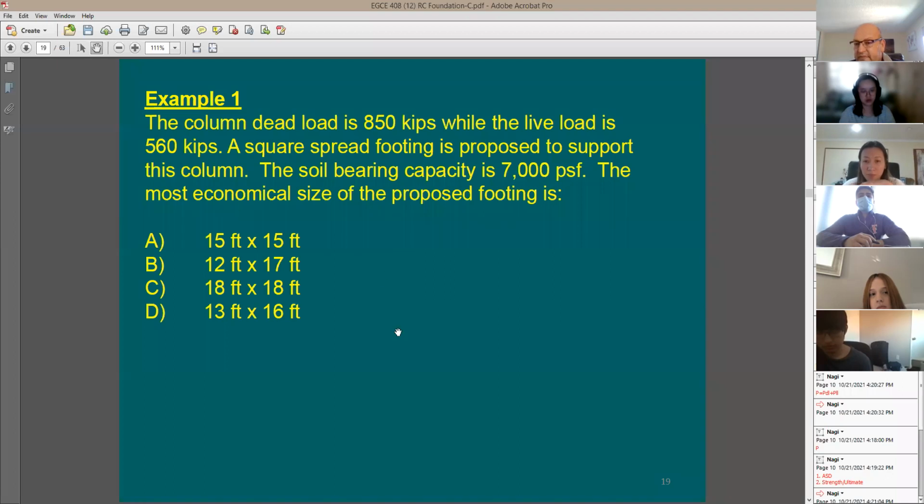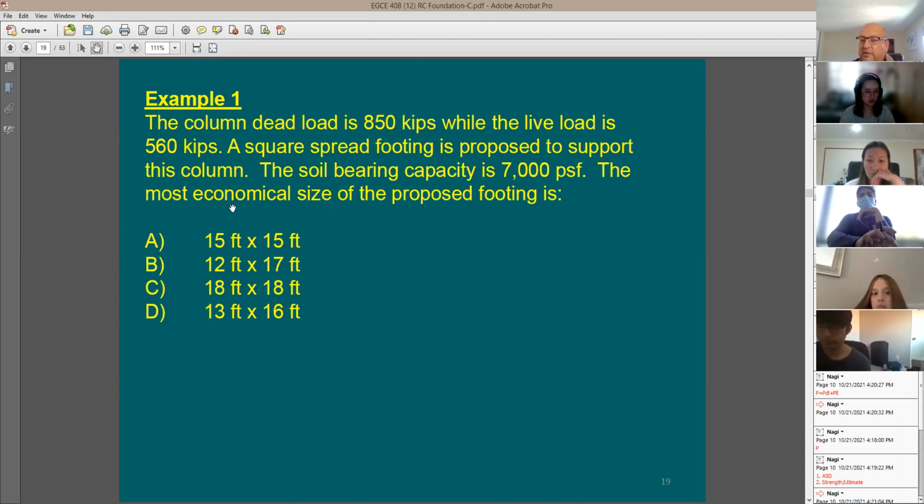So, okay. Example. The column dead load is 850. Live load is 560. You have a square spread footing. It's going to be proposed to support this column. Soil bearing pressure or bearing capacity is 7,000 pounds per square foot, which means 7 KSF.